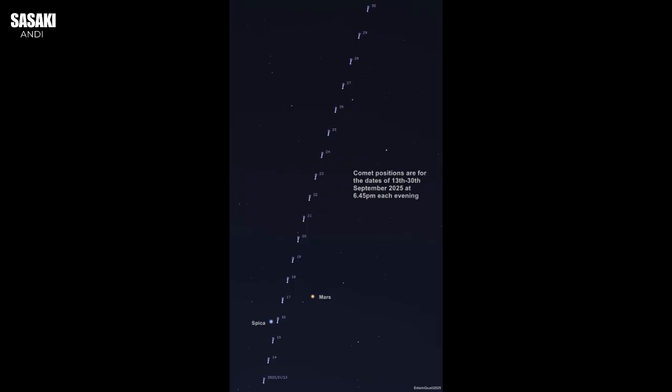Exactly. So our mission today is to explore the science, the history, the future of this visitor. We've got star charts, social media chatter, the latest astronomy research. All the good stuff. Okay, let's unpack this.